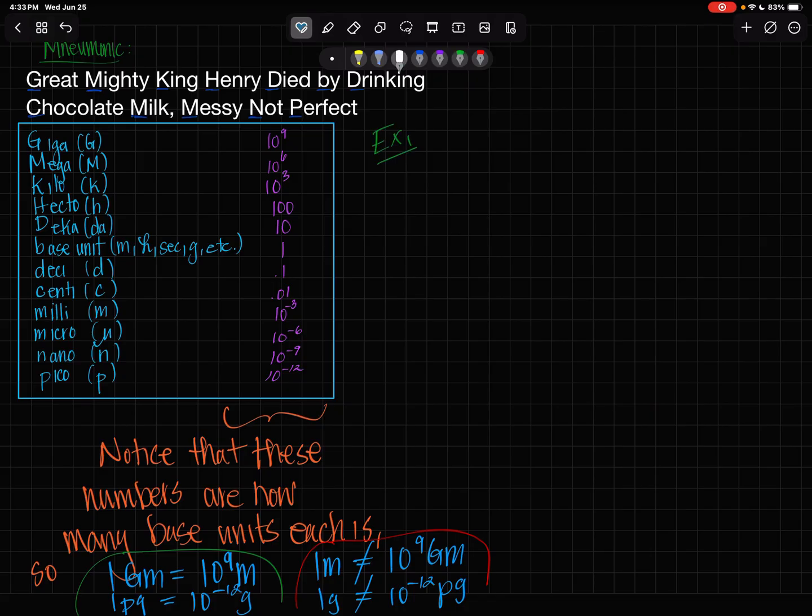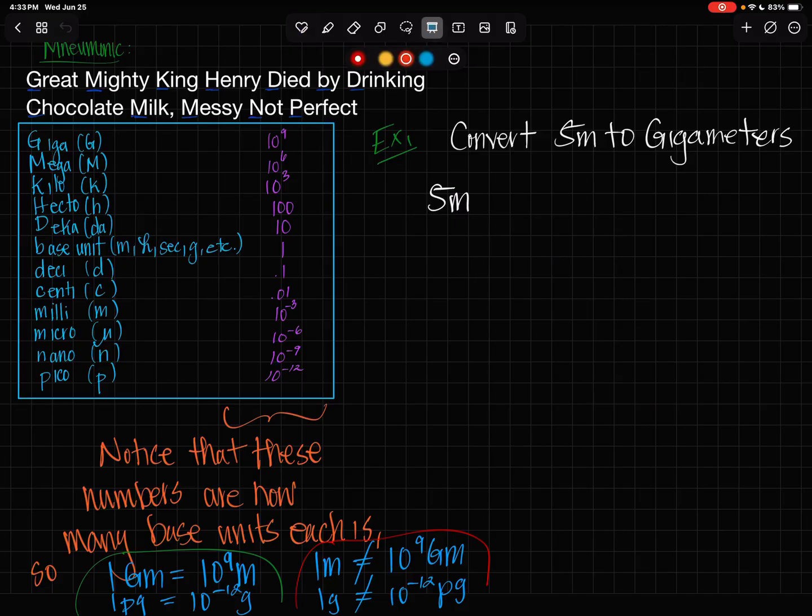So example 1 is convert 5 meters to gigameters. This is how we're going to do it. You have your 5 meters, and what you're going to do is cancel units. I highly recommend that you keep units through all this because it helps keep track of where you're at. So in this step, we're going to write 5 meters, and we're going to look for our gigameters. Where are our gigameters? Gigameters right here.